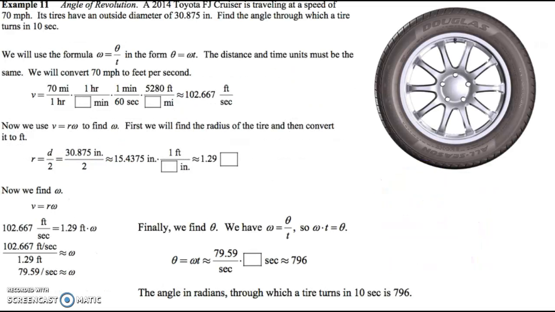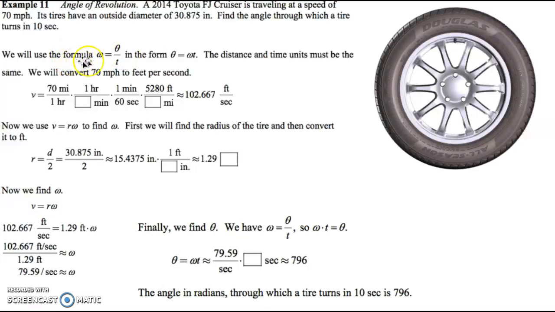A 2014 Toyota FJ Cruiser is traveling at a speed of 70 miles per hour. Its tires have an outside diameter of 30.875 inches. So we're going to have to transform that into radius. Find the angle through which the tire is turning in 10 seconds. Not just 1 second or per second. We want 10 seconds, how far it's traveling.